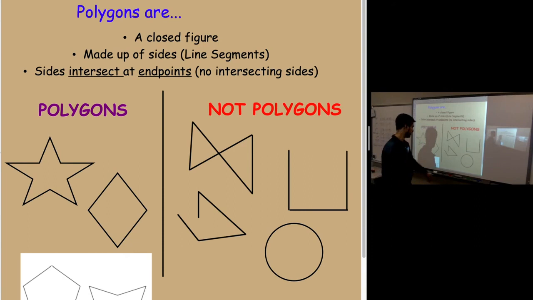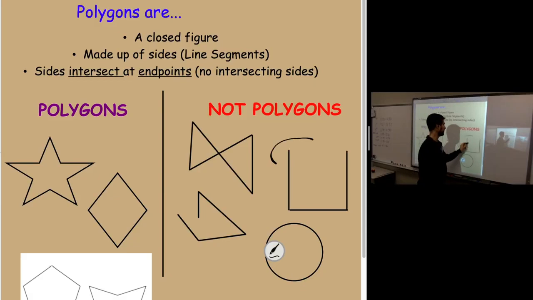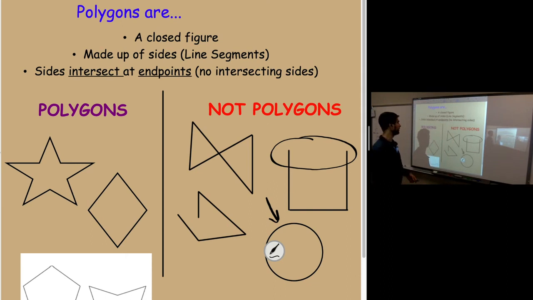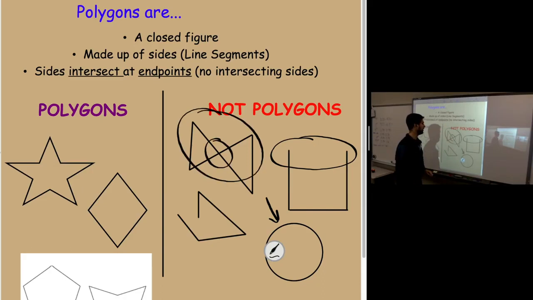So if we look over here in the not polygons, this right here is not a polygon because we see that it is open. Down here, this shape we all know, it is a circle, it's a shape, but it is not a polygon because it is not made up of sides. Line segments need to be straight. And this one right here is not a polygon also, because look right here, they are intersecting at sides. Technically, this is like two polygons in one, but it is not one polygon because they intersect at the sides. This is also open, therefore not a polygon. Stars, diamonds, things like that, those are polygons.